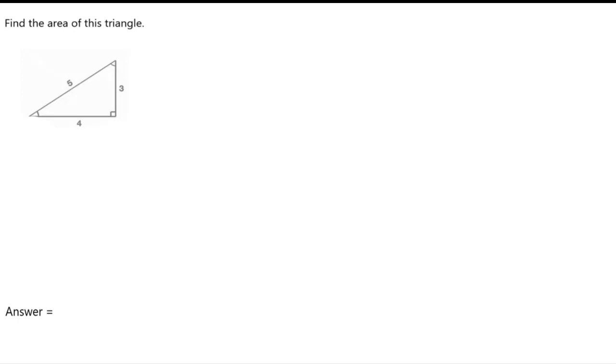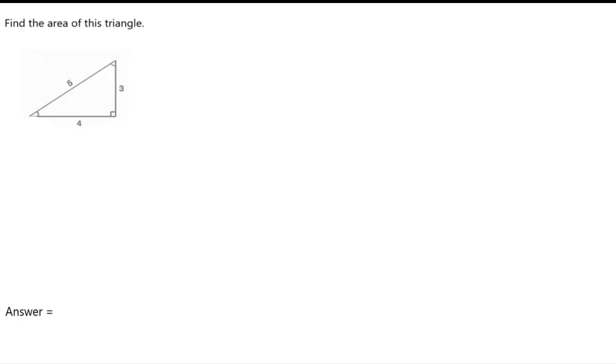To find the area of a triangle, there's actually a formula. A formula is the way to do something step by step, written down in variables, which are letters. It's used in science and math.